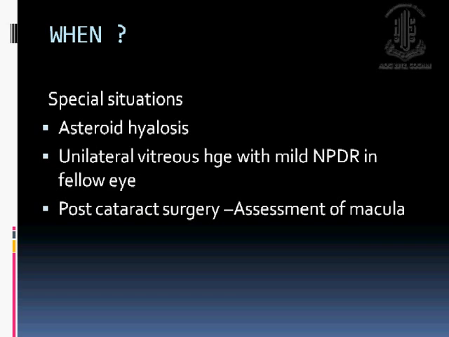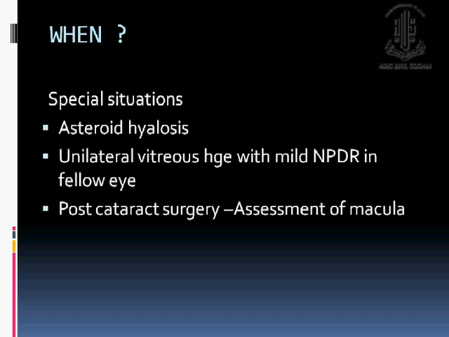There are certain situations when the angiography gives you better clues than the clinical exam, such as asteroid hyalosis. In asteroid hyalosis, the picture is totally hazy, you can't see the retina, but surprisingly the angiography photos are not hampered by the asteroid hyalosis. You have a patient with unilateral vitreous hemorrhage, and in the other eye you don't find a cause, there's no NVD, NV. Do the angiography, you might find an NVD, NV. Or if you don't find anything in the other eye, then it might be just a BRVO in the other eye causing the vitreous hemorrhage.